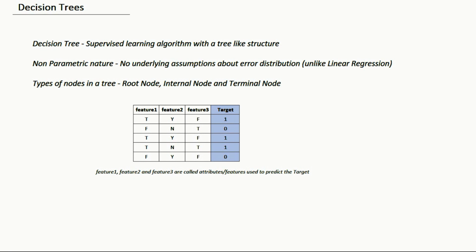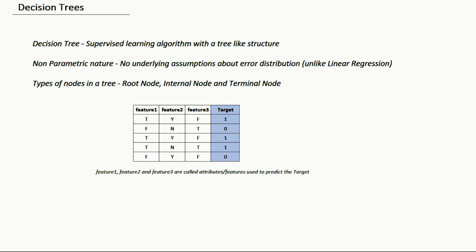The second important characteristic of a decision tree is its non-parametric nature, which means that there is no assumption made about the error distribution. Like we have in linear regression, where the errors are normally distributed with a specified mean which is 0 and a constant variance which is sigma square. We don't need to make any such assumption about the error distribution when we are talking about decision trees.